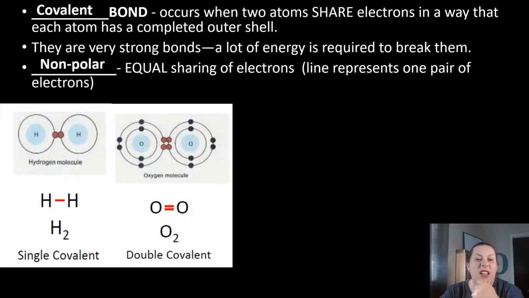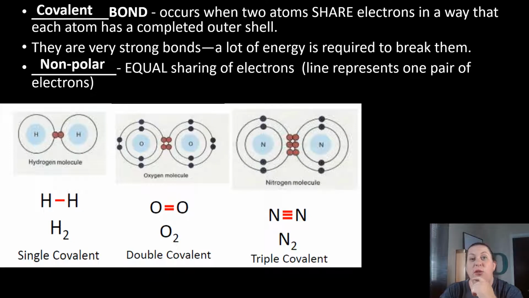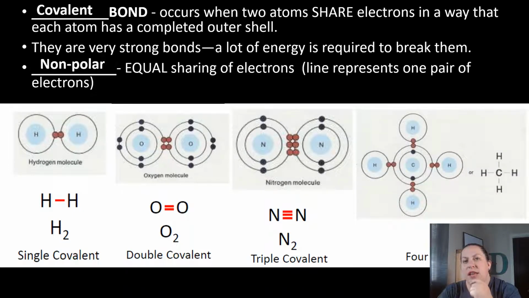Here, though, guys, is oxygen. Oxygen can share two pairs of electrons. So we represent this with a double line. This is known as an oxygen molecule. Nitrogen can share three pairs. So we can represent it with a triple bond. Three lines, because they're sharing three pairs. And this is a nitrogen molecule. Triple covalent bond.